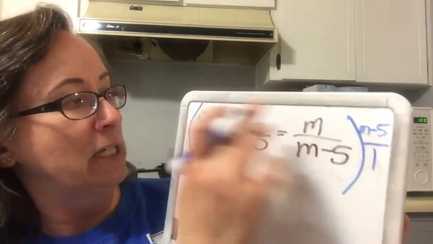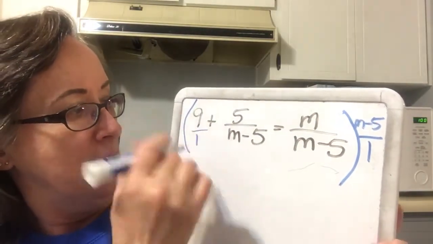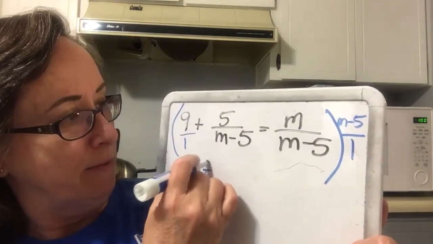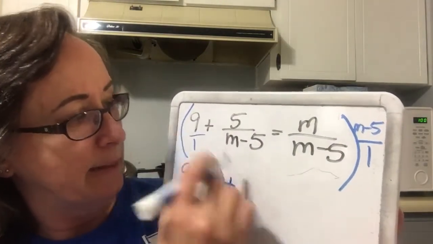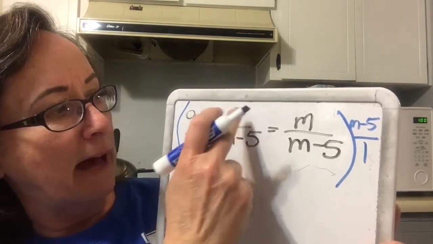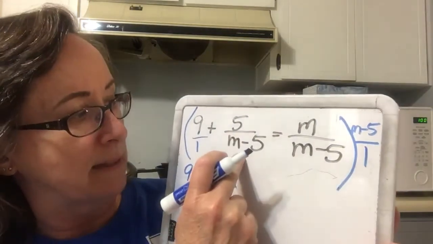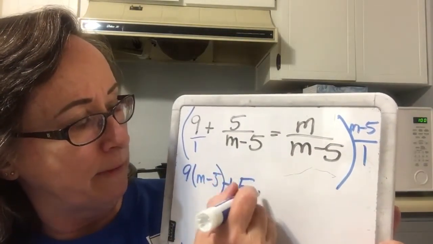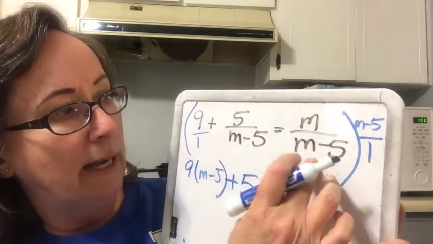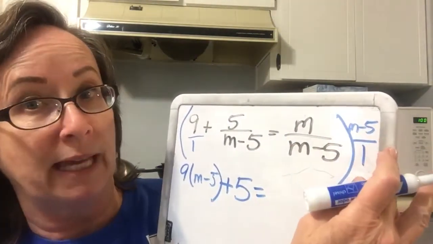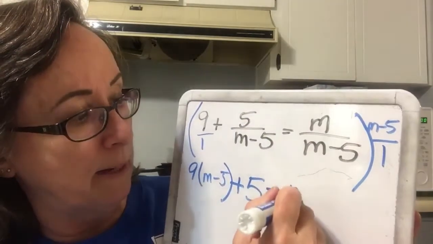5. So m minus 5 times 9 is 9 times m minus 5 plus, and then 5 over m minus 5 times m minus 5. The m minus 5s will cancel, leaving me with a 5 equals, and here, this one times the m minus 5, the m minus 5s will cancel, leaving me with an m.